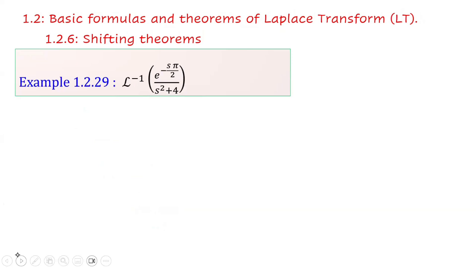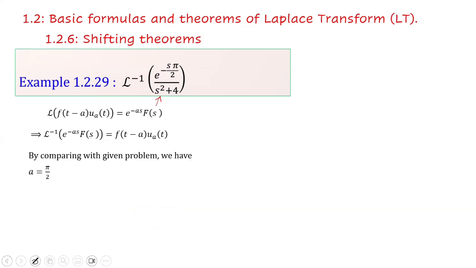Now we have an inverse using the shifting theorem, and here we again compare it with this formula. Just recall this formula: e to the power minus a s F(s). So now compare this one. What you will get here is a equal to pi over 2 and F(s) is equal to 1 over s square plus 4. So now the inverse of this one, L inverse of 1 over s square plus 4, is half sine 2t.